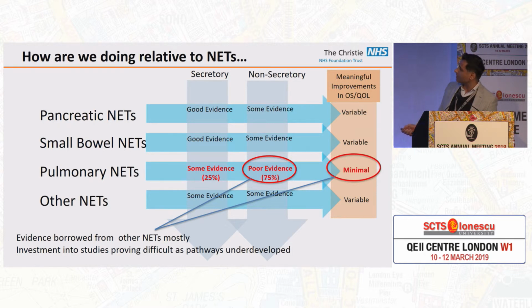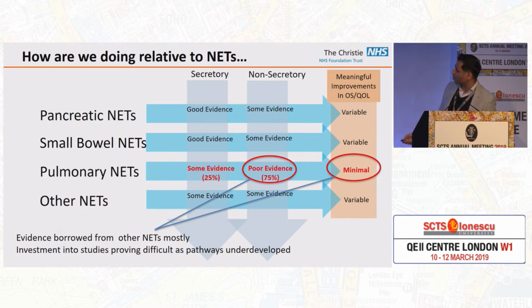So you can see that the pancreatic nets have good evidence in the secretory patients and in the non-secretory patients. The small bowel nets have good evidence also. The pulmonary nets, we borrow how we treat our syndromic patients from these two cancers, and we have absolutely no evidence for how to treat an advanced neuroendocrine tumour of the lung.